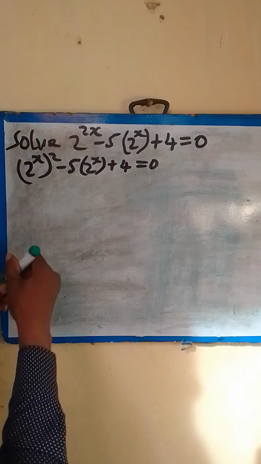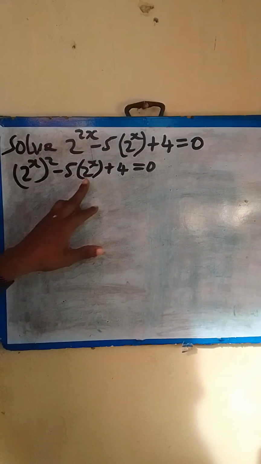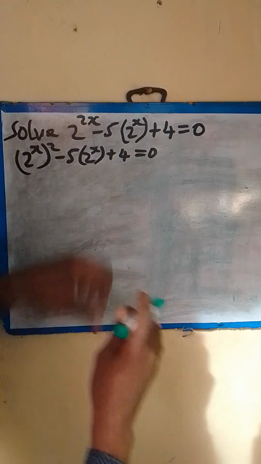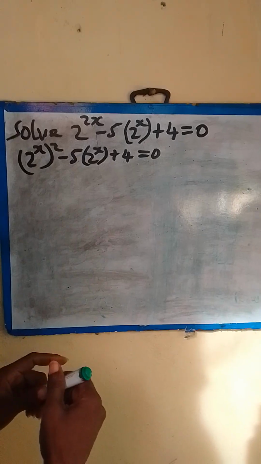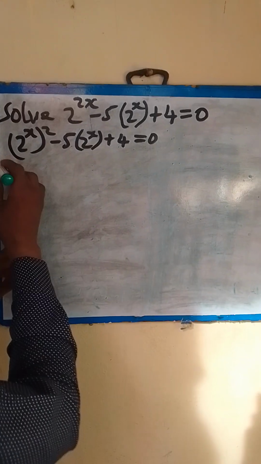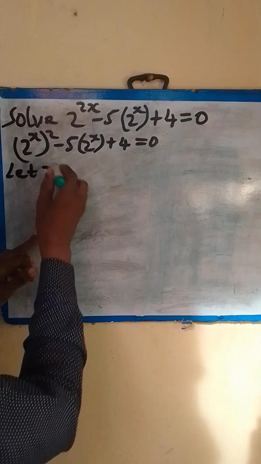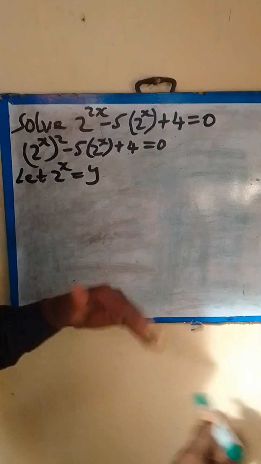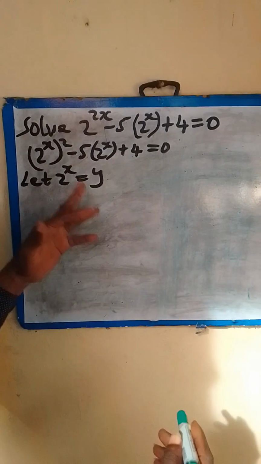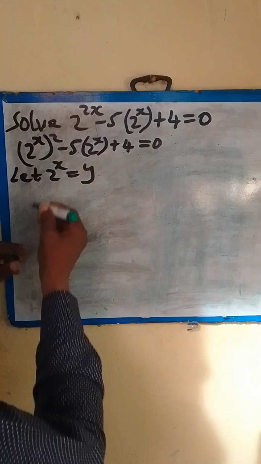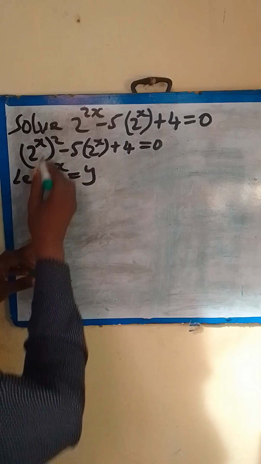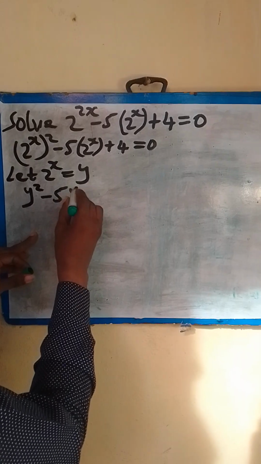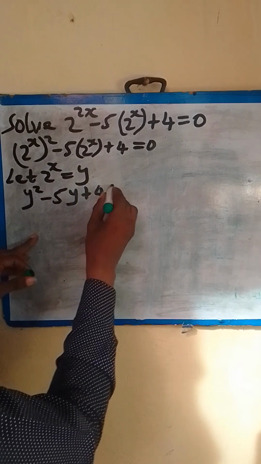So from here, you now see that we have gotten 2 raised to power x here and 2 raised to power x here. So we now need to use an alphabet to substitute these values, these 2 raised to power x. So now we can say let 2 raised to power x is equals to y. You can use any alphabet here. You can use W, you can use S, you can use C, you can use anything, but I'm using y here. So where I will see 2 raised to power x, I will put y. Here is y squared minus 5, yes, I'll put y here, plus 4 is equals to 0.